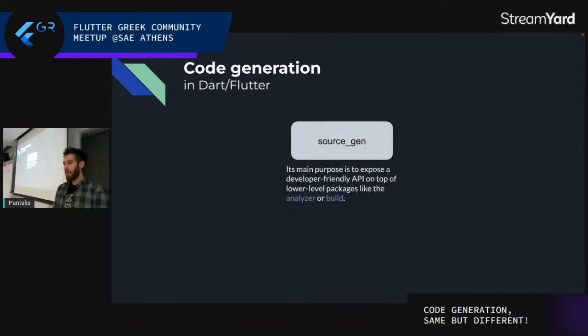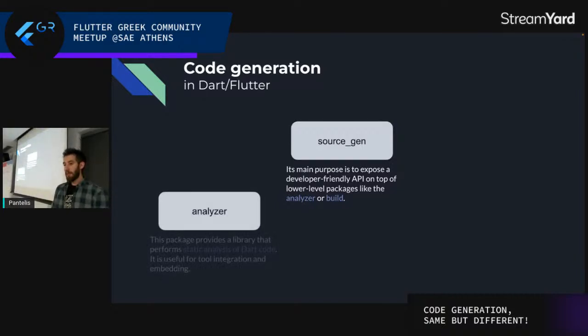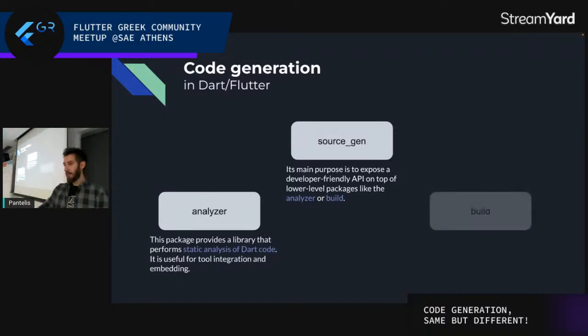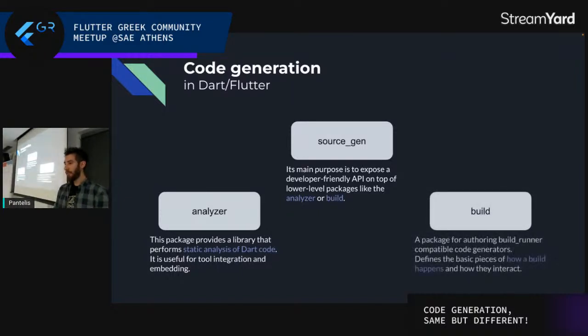They usually depend on a package called SourceGen, whose main purpose is to expose a developer-friendly API on top of lower-level packages like Analyzer or Build. The Analyzer package provides a library that performs static analysis of Dart code, and it is useful for tool integration and embedding. And finally, we have the Build package, which is used for authoring build runner compatible code generators, and it defines the basic pieces of how a build happens and how they interact.